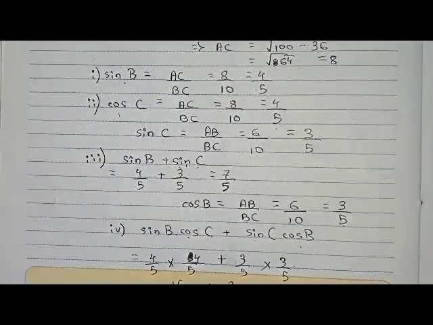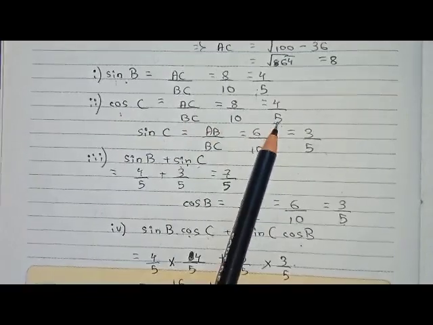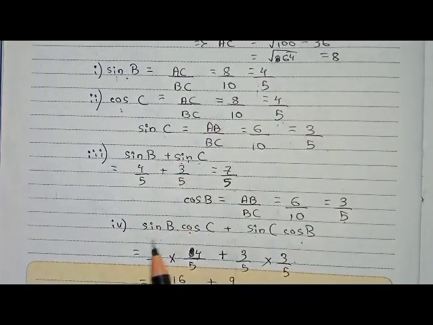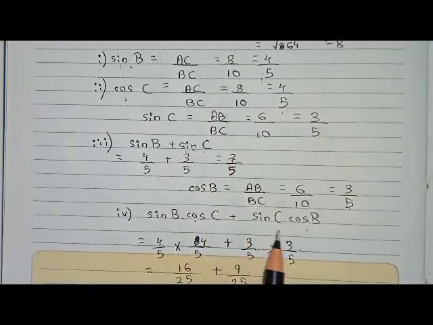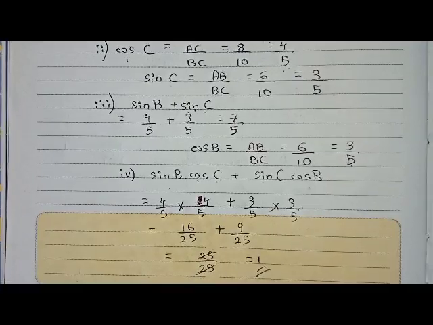So for this question, our answers are: sin B is 4 by 5, cos C is 4 by 5, sin B plus sin C is 7 by 5, and sin B cos C plus sin C cos B is 1. So let's move on to our next question.